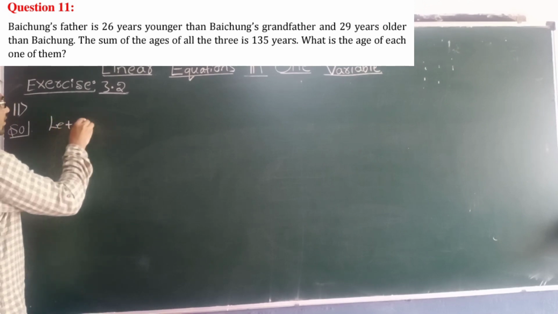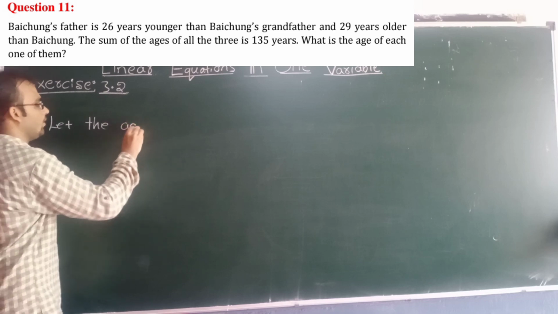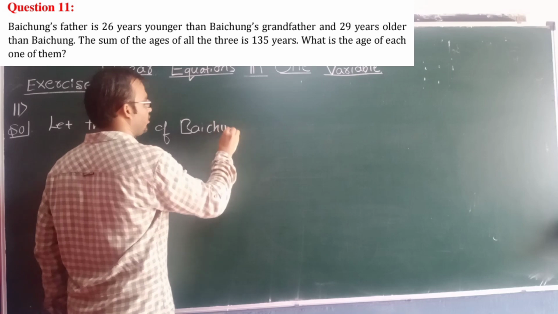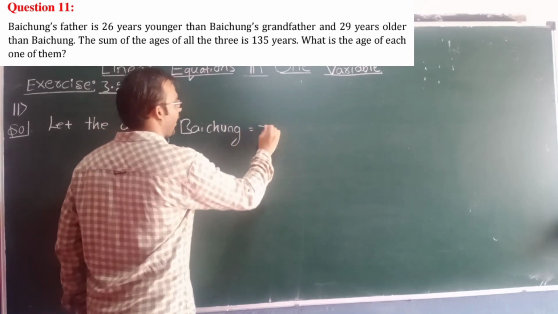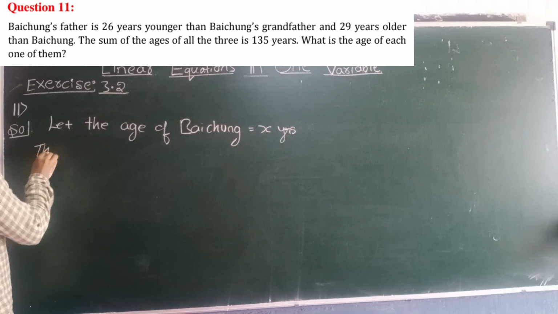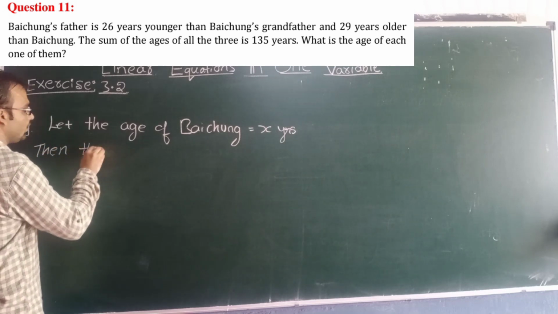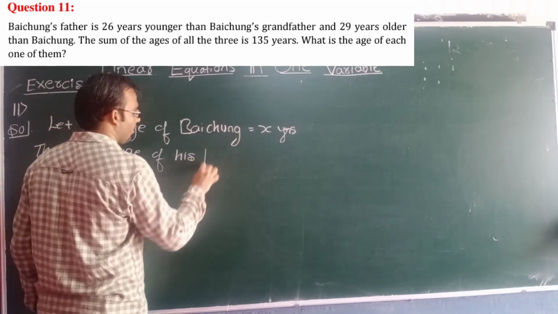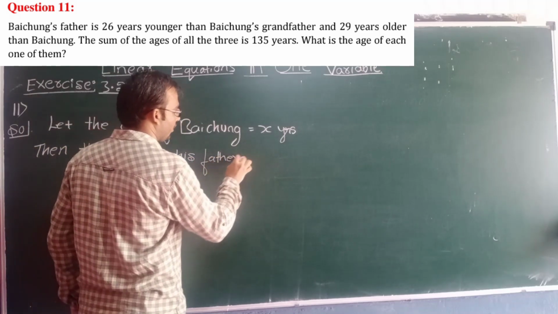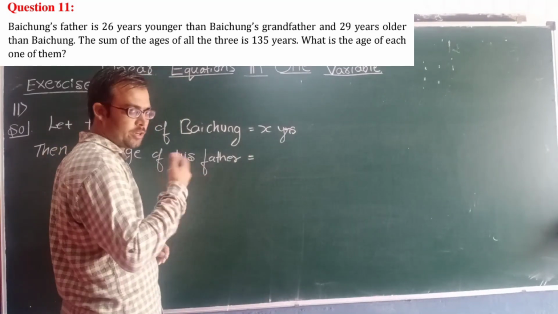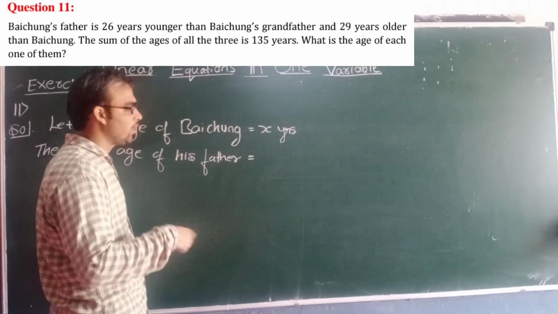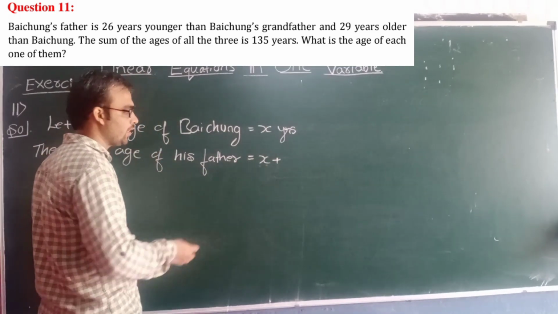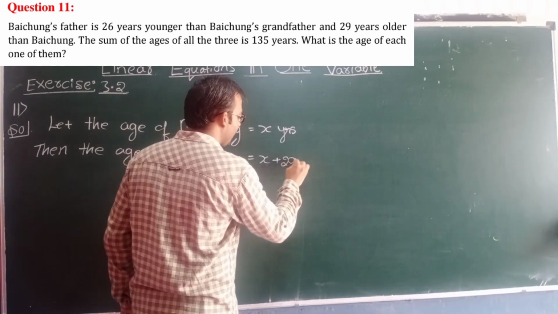Let the age of Baichung equal x years. Then the age of his father equals, look here, Baichung's father is 29 years older than Baichung. If the age of Baichung is x, it means the age of Baichung's father is x + 29 years.